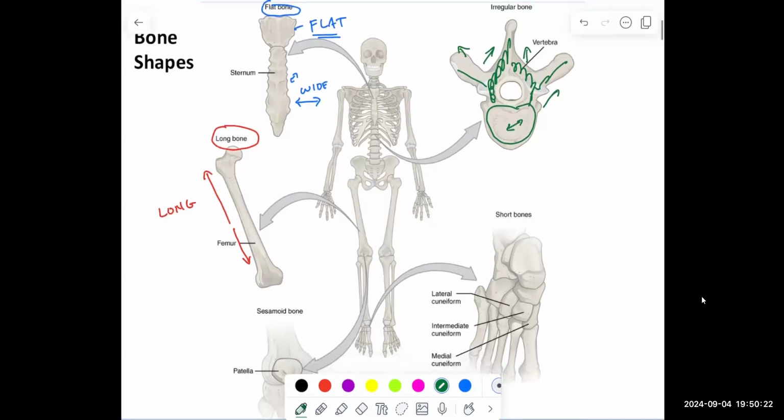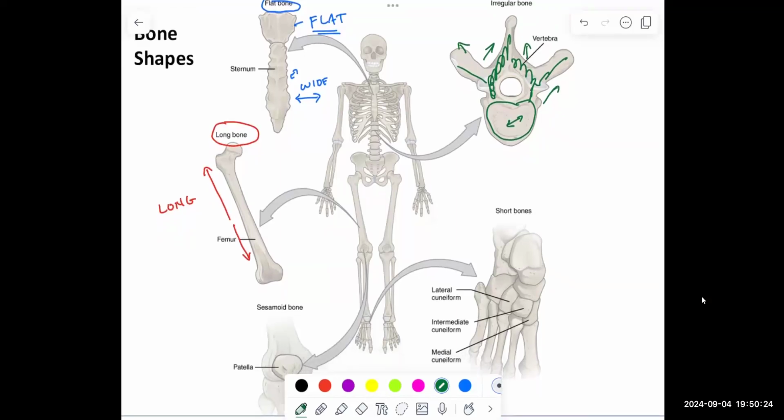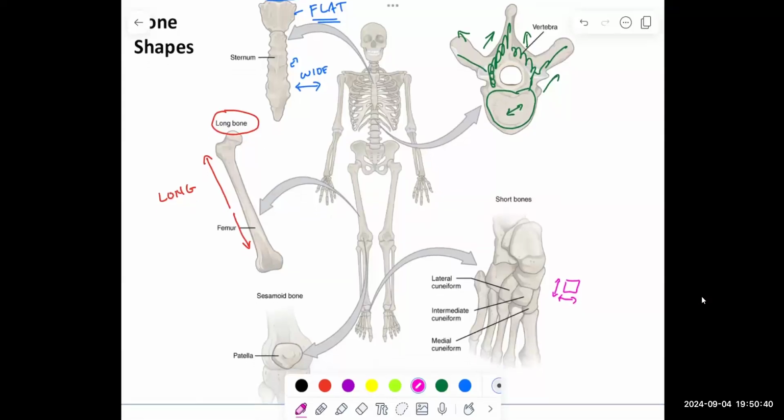Short bones. A lot of your foot bones are short bones, pretty much all of them. What short means is they don't grow very tall and they don't grow very wide, so they almost end up like little cubes. A good example of this are your cuneiforms. They are short bones. Cuneiforms are your foot bones. Your ankle bones, like the talus, also count.